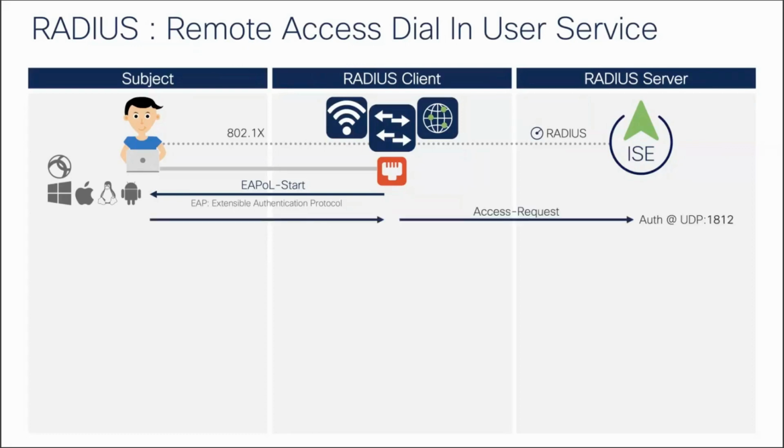So if that supplicant is enabled and it understands EAP, it will respond, and that will allow the RADIUS client, which is the network device, to send an access request to ISE on port 1812, on UDP 1812.